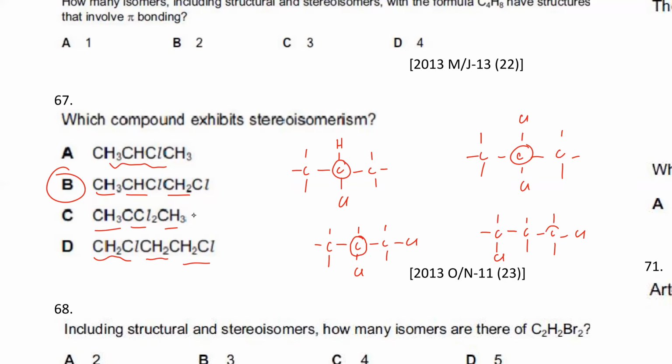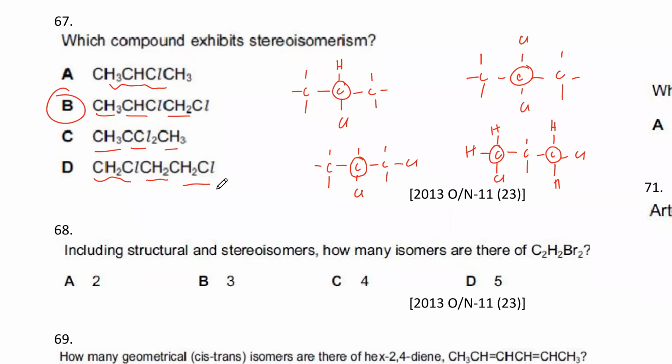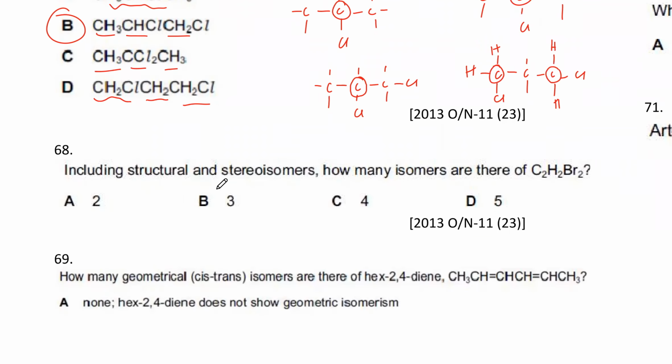So this will not show optical isomers because there are two H's bonded to it. This one will not show optical isomers because again there are two H's bonded to it. The middle one will not show optical isomers because there are two H's bonded to that one as well. So it's only this one, the B one, that's the one. Is that clear? Yes, sir.